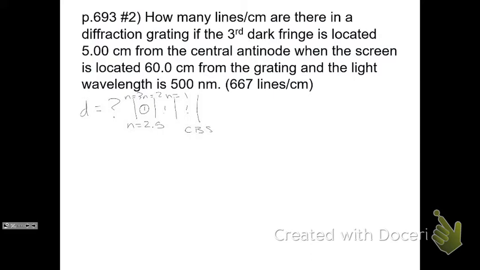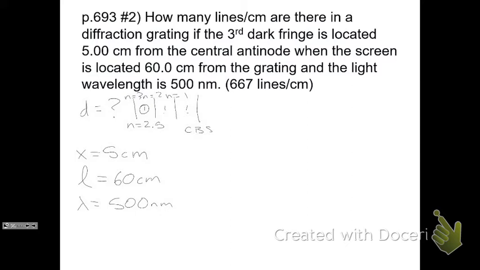The distance of the dark fringe from the central bright spot is 5 centimeters. The distance from the screen to the slits is 60 centimeters. And we also know that the wavelength is 500 nanometers. We are asked what our distance is, or what our diffraction grating is.